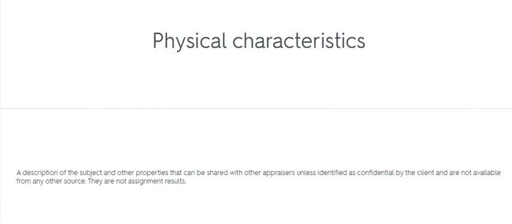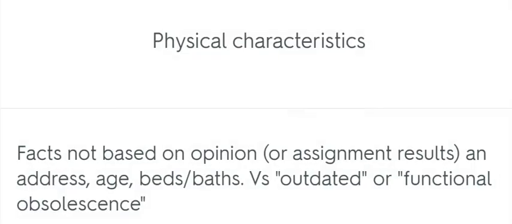Physical characteristics: a description of the subject and other properties that can be shared with other appraisers unless identified as confidential by the client and not available from any other source. They are not assignment results. Physical characteristics are facts not based on opinion, and address age versus outdated or functional obsolescence.